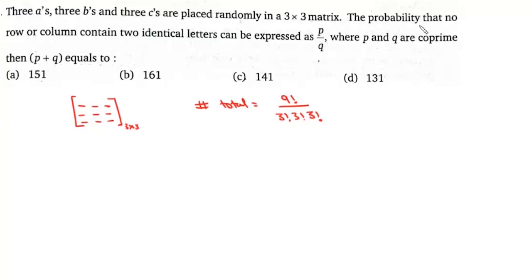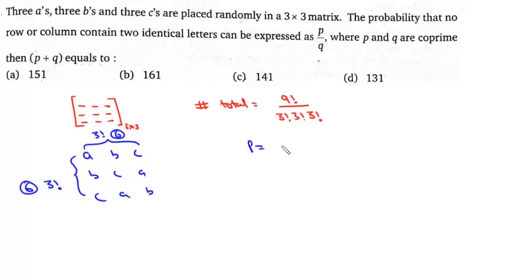Now there will be no row or column containing 2 identical letters if it is of the form ABC, BCA and CAB. Now we can arrange these 3 rows in factorial 3 different ways. So there will be 6 ways in which we get different matrices. We can also arrange them along the columns. So again it will be factorial 3, that is 6. So the favorable number of cases where no row or column will contain 2 identical letters is 12.